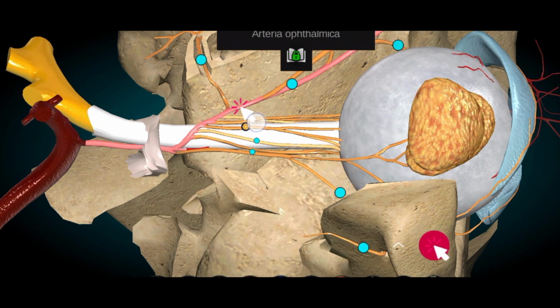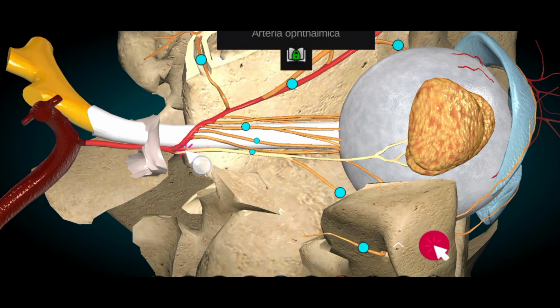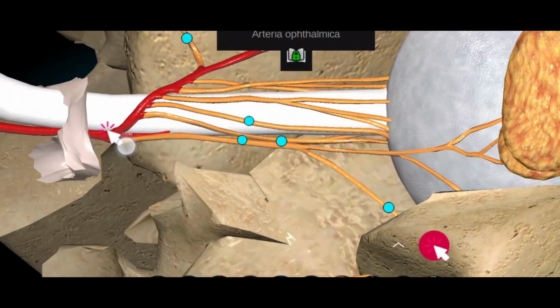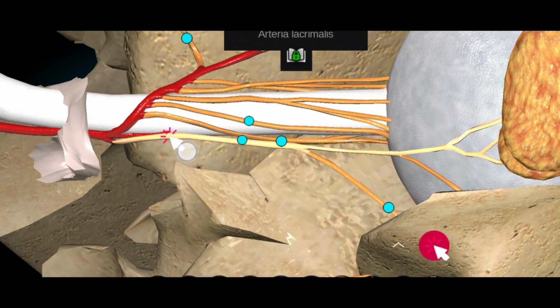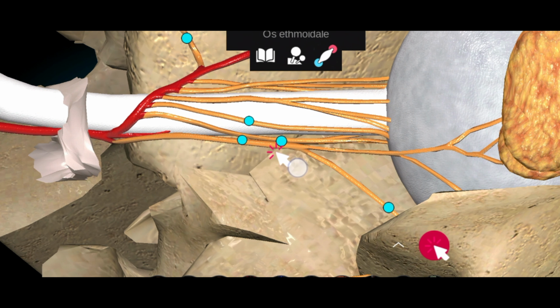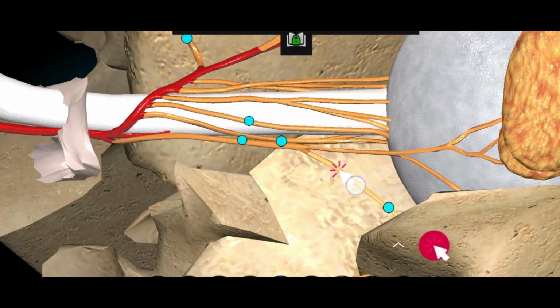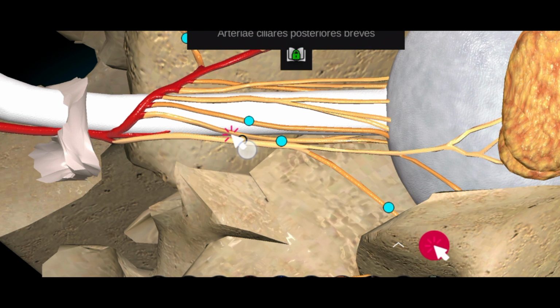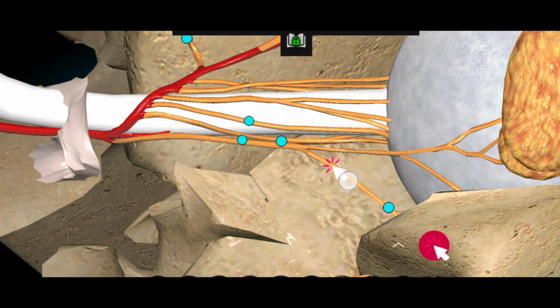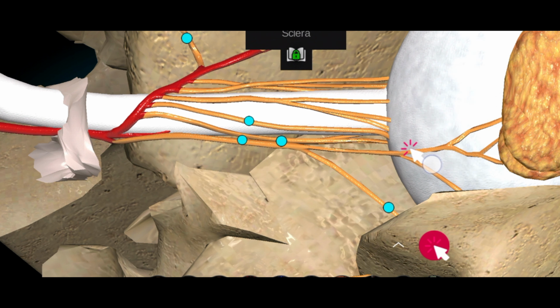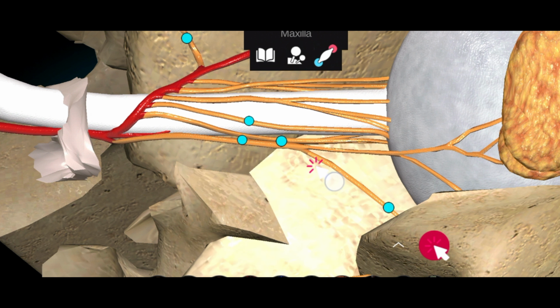Now here you can see the branches of this ophthalmic artery. If I zoom in, this is the lacrimal artery, which also originates from here. The lacrimal artery directly supplies the lacrimal gland. Here you can see the zygomatic branch of the lacrimal artery, which goes to the zygomatic region.